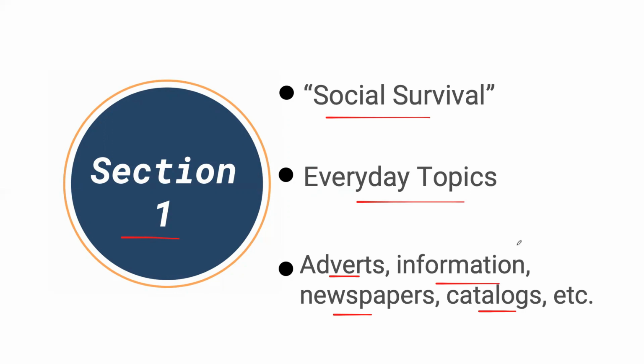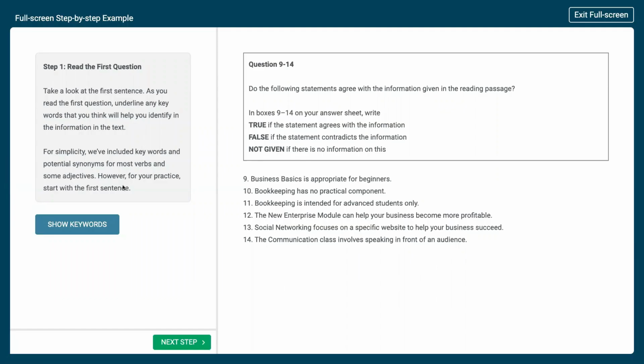All right, great preparation work. Let's start with our step-by-step example. Welcome to our example today. We have our steps on the left-hand side, and for now we have our directions and our question statements on the right-hand side. So we're going to do it step by step, and our first step, like I said earlier, you're going to read the first question, okay? You're going to look for the keyword, and then you're going to scan for that and answer the question directly, okay? Now, we're going to do this together, but for simplicity, we have included all of the keywords and even potential synonyms for most of the verbs and some adjectives here.